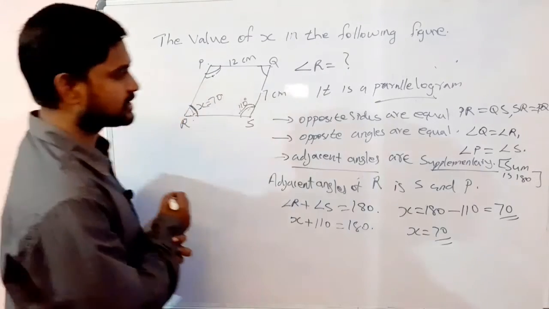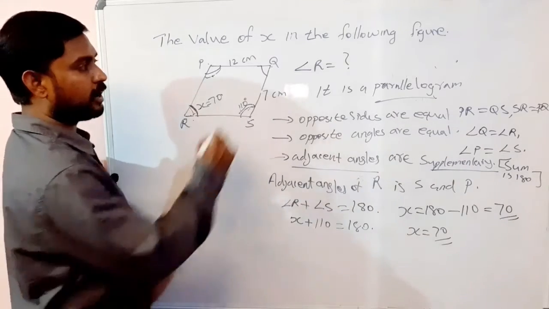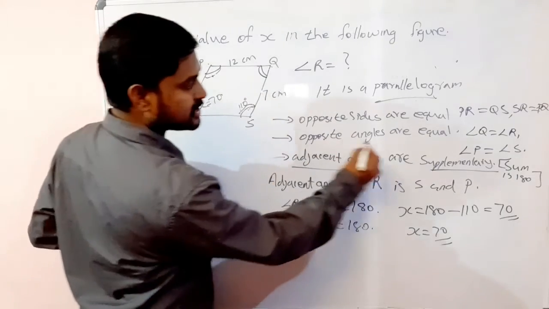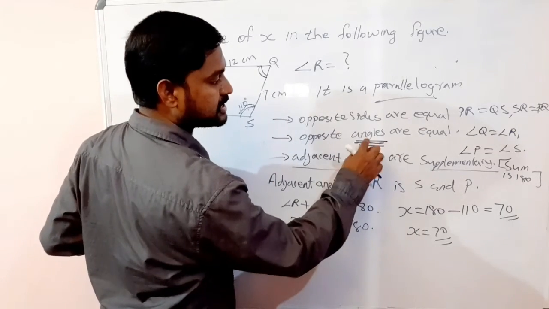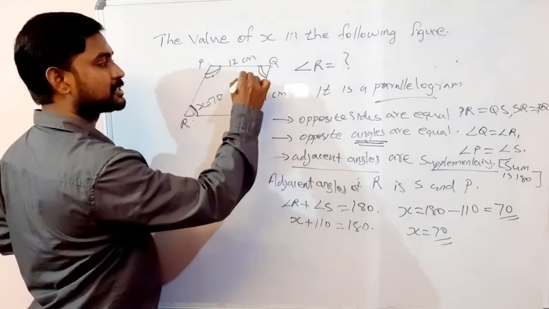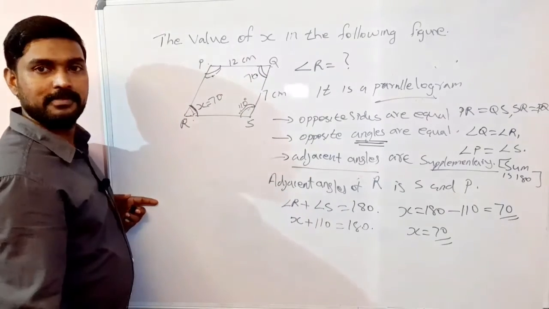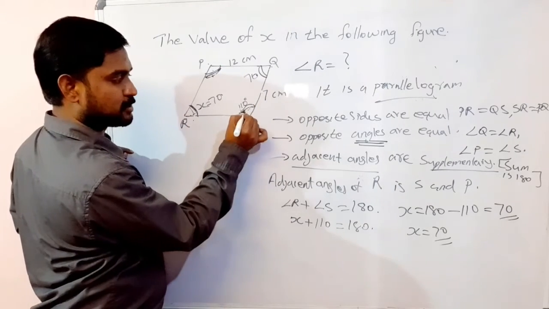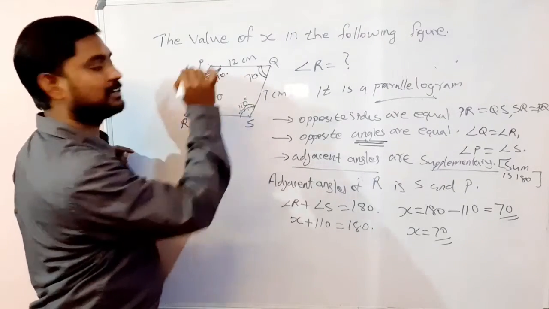So my dear students, we discussed this angle. Now I have a question. What will be this angle? Already we said opposite angles are equal. This 70, its opposite angle is Q. So this is also 70. And what is this angle P? This is opposite to S. Here it is 110. So this is also 110 degrees.